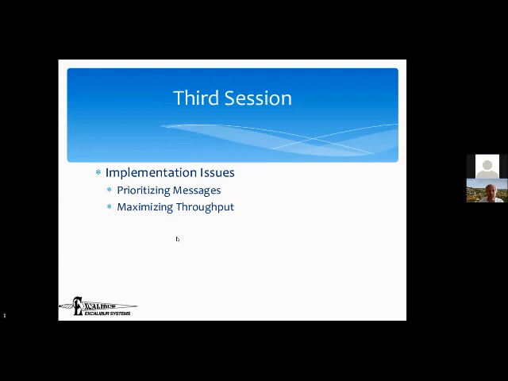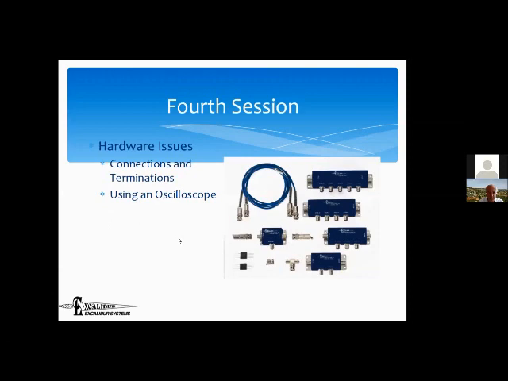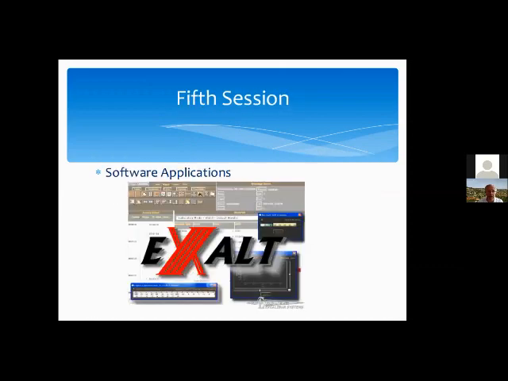all of which is necessary to maximize throughput. Then we'll talk about some of the hardware issues surrounding 1553, including both the hardware used and what the signal looks like, because for various debug purposes, that can be very helpful. And then we can talk about some applications that Excalibur has developed. The first four sessions really have pretty much nothing to do with Excalibur. They're about 1553 itself. But the fifth session, because software is always going to be company specific, will be about the software that we provide.